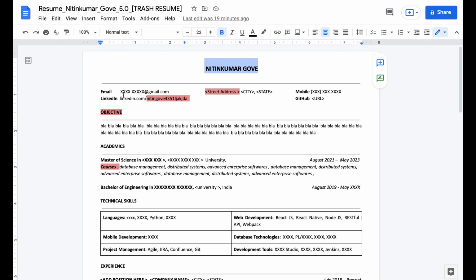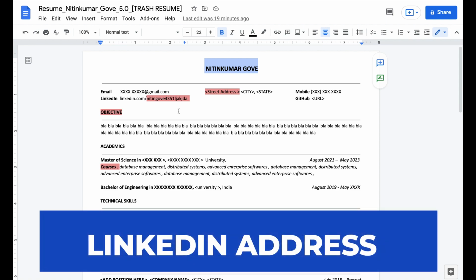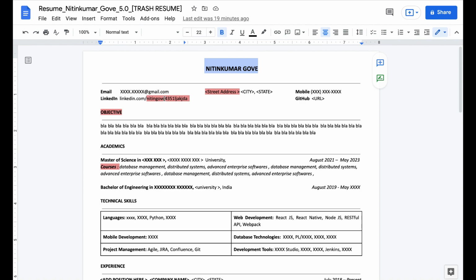And moving on to the next one is the LinkedIn URL. I think this is one of the noob mistakes which people make, where they don't really customize their LinkedIn URL. In LinkedIn, there's an option where you can customize it to just your name, which looks pretty much professional compared to something which is auto generated and given by default to you by LinkedIn.